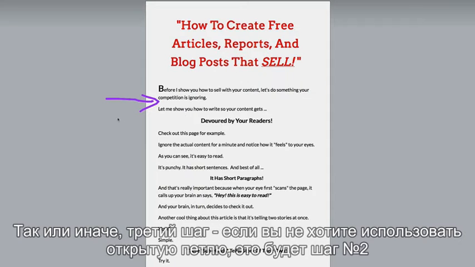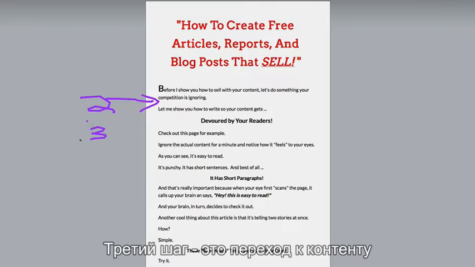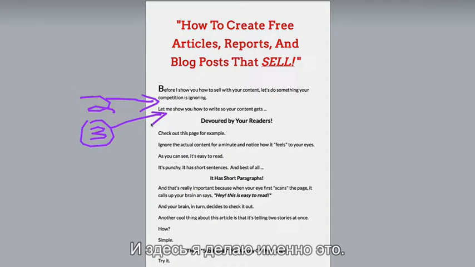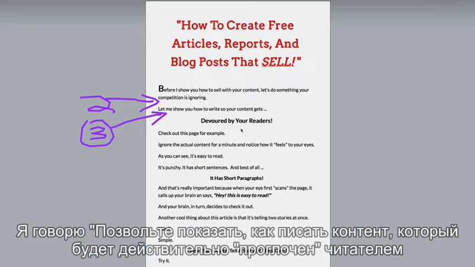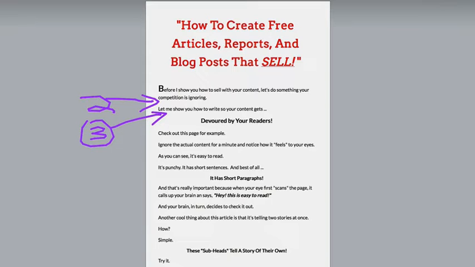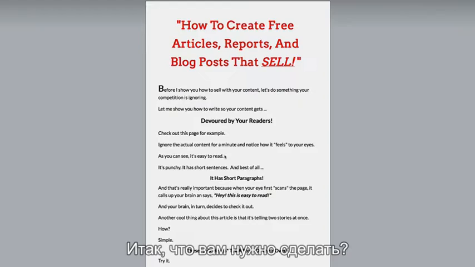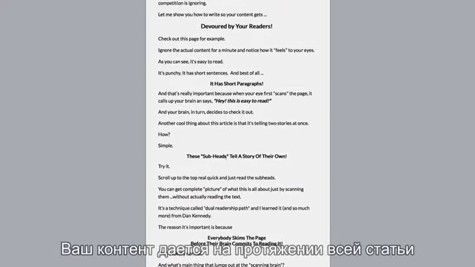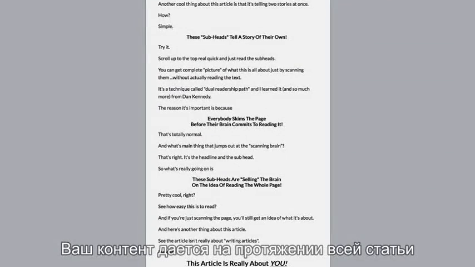Anyway, step 3, if we are doing open loops, is step number 2 here, right? Step 3 is to go right into the content, which is what I do right here. As I start saying, let me show you how to write so your content gets devoured by readers. Check out this page, for example. So what you want to do is your content can go all throughout the main body of this article.